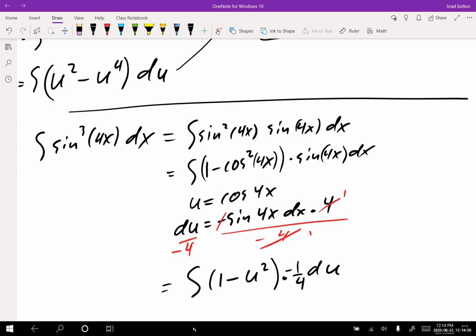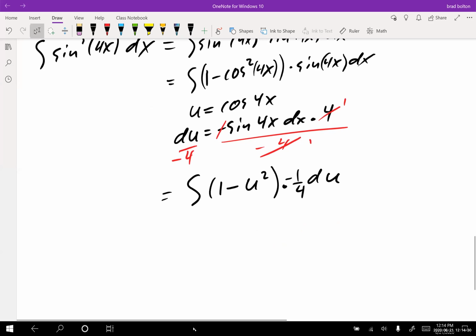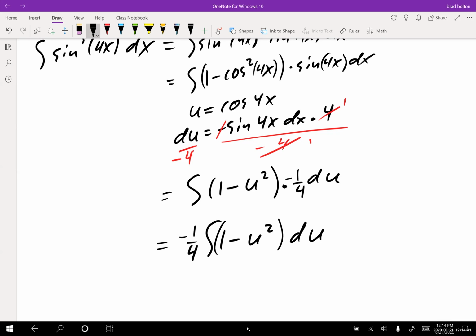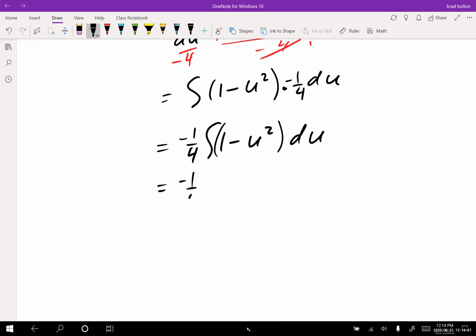All right, so now let's see. Yeah, that looks good. So now this will become negative 1/4 integral 1 minus u squared du. Let me just double check, make sure I'm not missing anything. I think that's good, yeah. So now let's keep going. So this will be negative 1/4 times the integral of 1, which is u minus u cubed over 3 plus c.